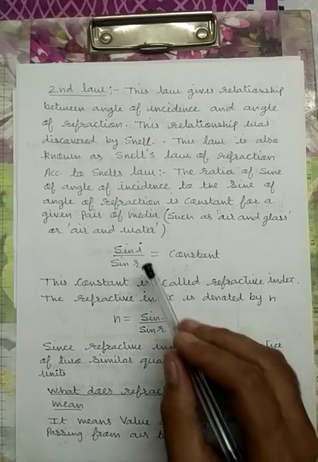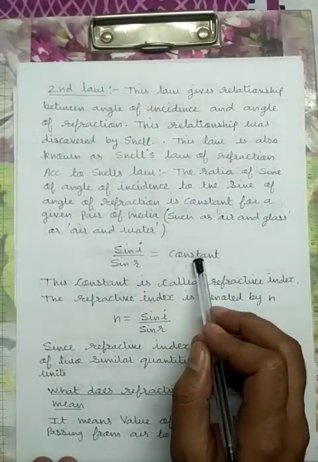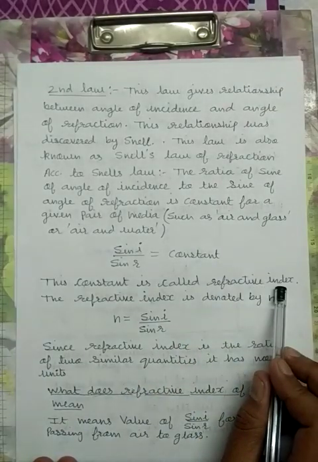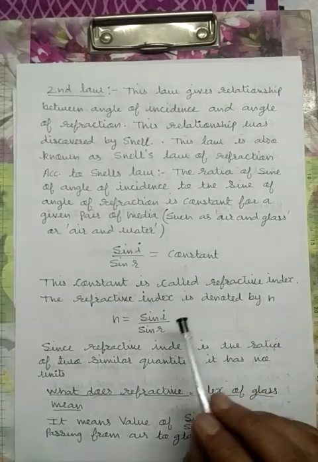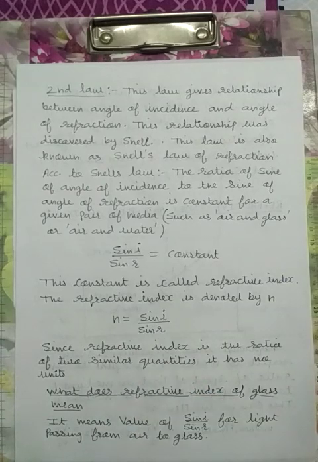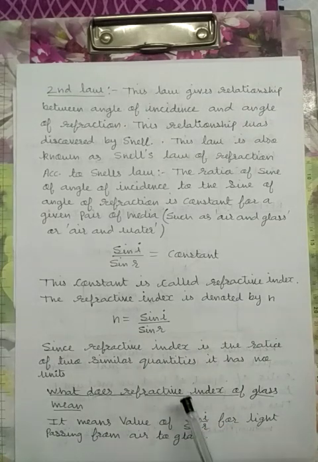Now, according to Snell's law, sin i upon sin r is a constant value. And this constant value is known as the refractive index. This refractive index is denoted by small n. So, according to Snell's law, small n, that is the refractive index, is equal to sin i upon sin r. Now, since the refractive index is the ratio of two similar quantities, here sine and sine, it has no units. So, refractive index is unitless.